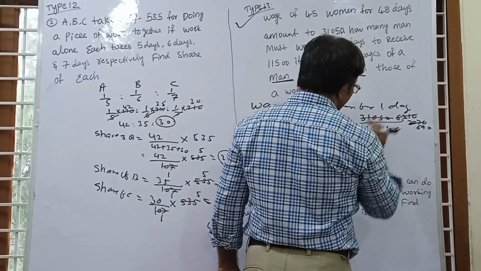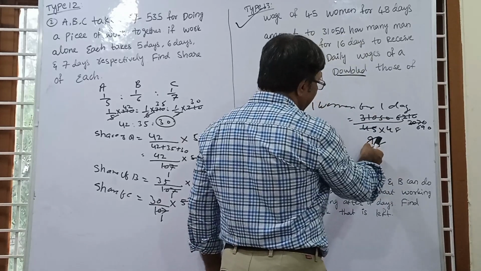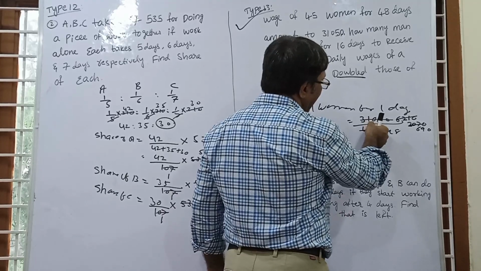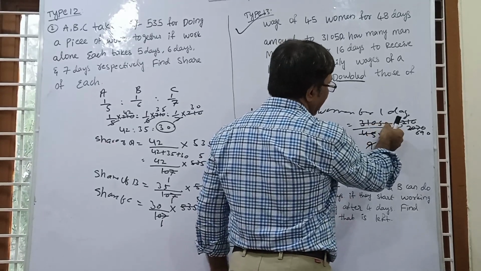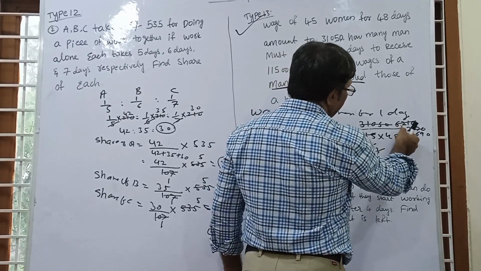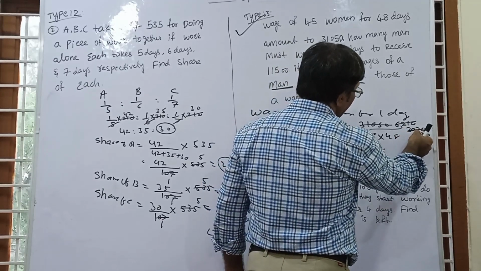So 31050. We have cancelled out: 5 9s are 45, 5 6s are 30, 5 2s are 10, 5 1s are 5. Again, 3 3s are 9, 3 2s are 6, 3 7s are 21.